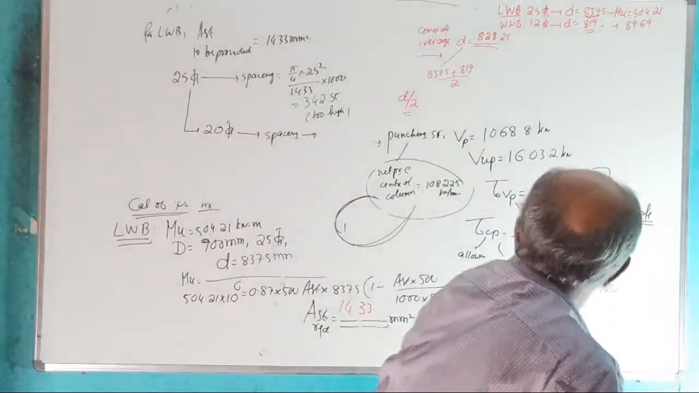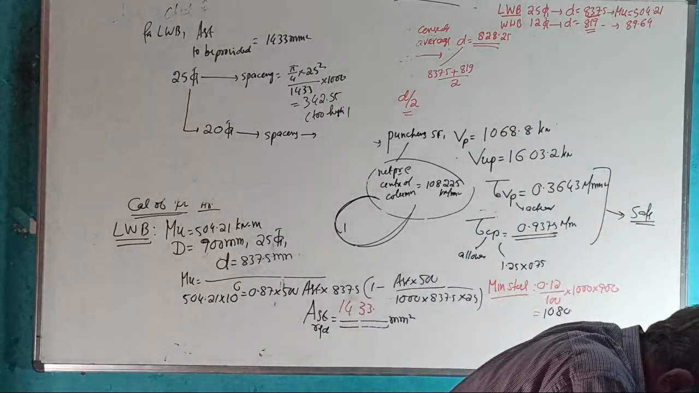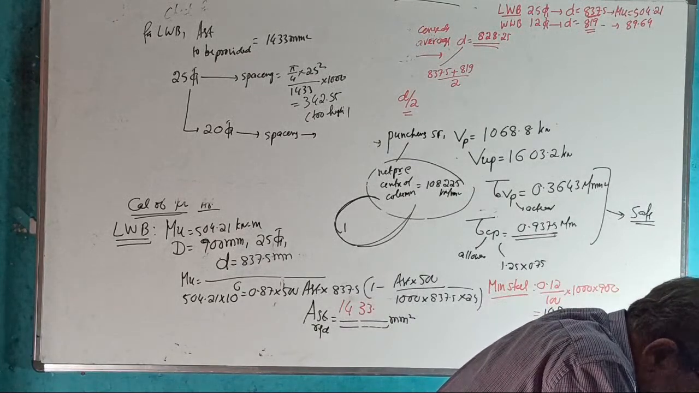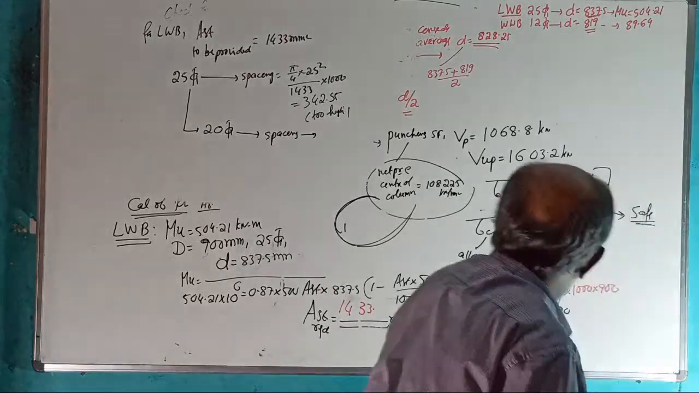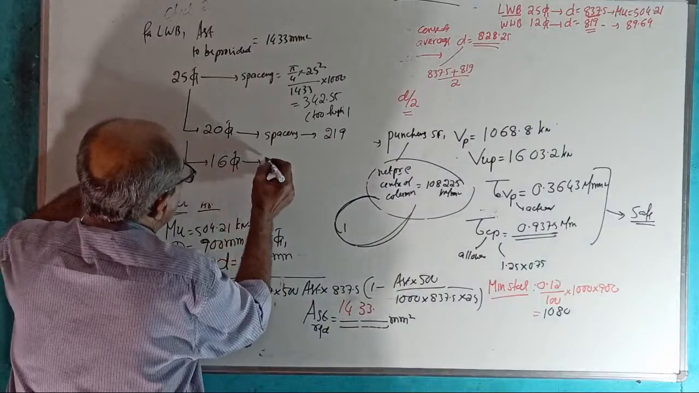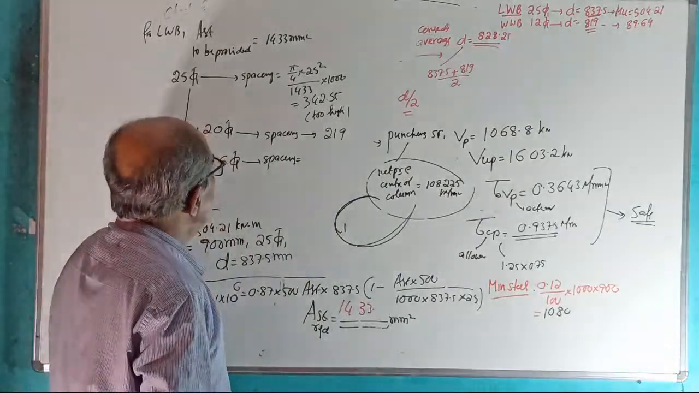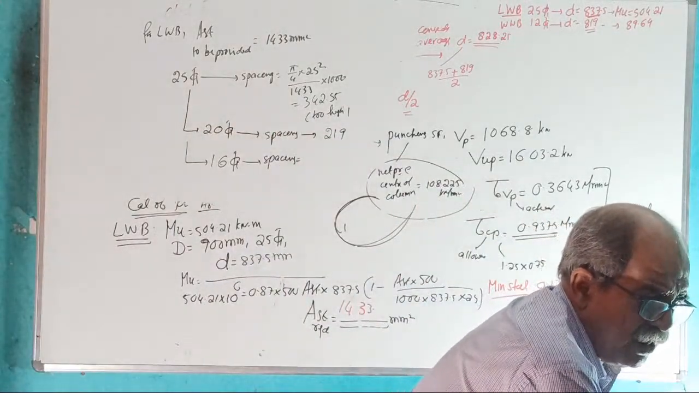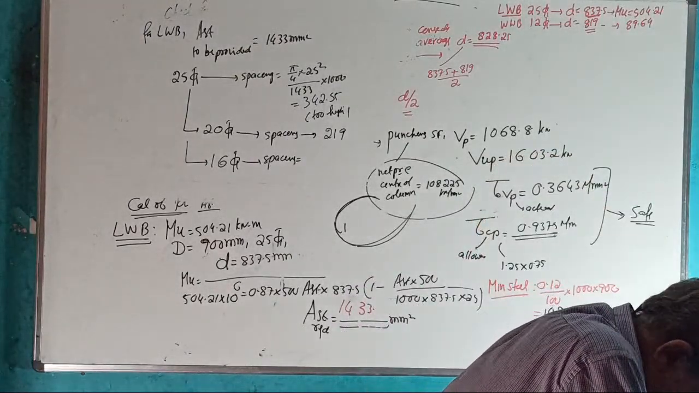Pi by 4 of 20 square divided by 1433 into 1000. If you go 20 torr, spacing will become lesser now, it will become closer. How much? 290. Okay, 290. Or, still better, go to 16 torr. If you go to 16 torr, what is spacing? Pi by 4 of 16 square divided by 1433 into 1000. It will come down.